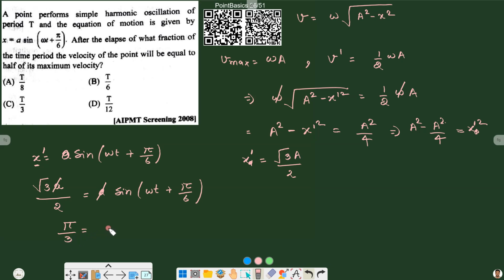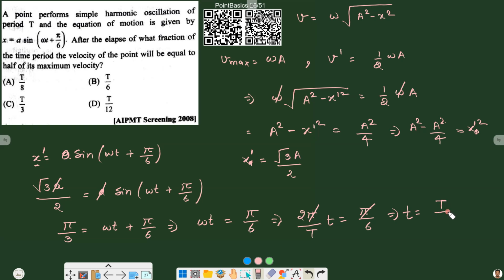So pi by 3 is equal to omega t plus pi by 6. From this, omega t is equal to pi by 3 minus pi by 6, that is pi by 6, and omega is 2 pi by T, so 2 pi by T into small t is equal to pi by 6. So pi gets cancelled, and we get that small t is equal to capital T by 12, and here option D will be the right answer.